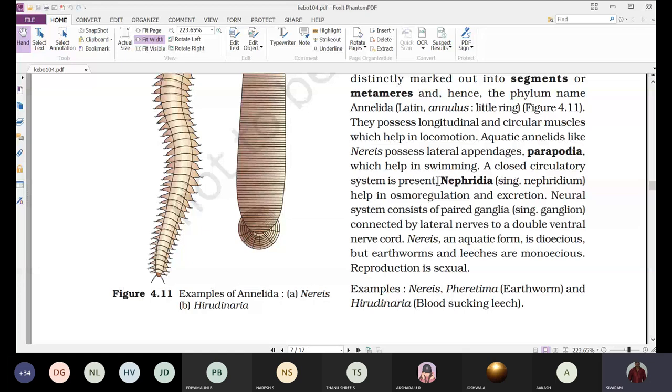Okay, and what are the excretory organs? The excretory organs are nephridia, plural nephridia, singular nephridium. So nephridia help in osmoregulation and excretion.